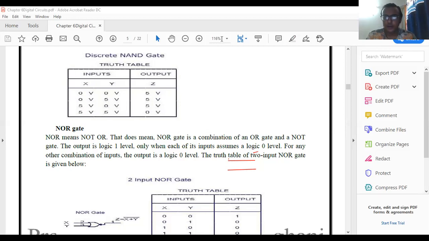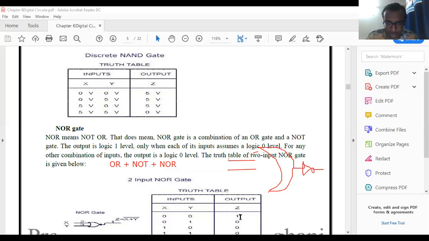It is known as OR gate, and the output of OR can be applied to NOT. So OR plus NOT. I have written the text here: OR plus NOT equal to NOT OR. So it is the combination of OR plus NOT.